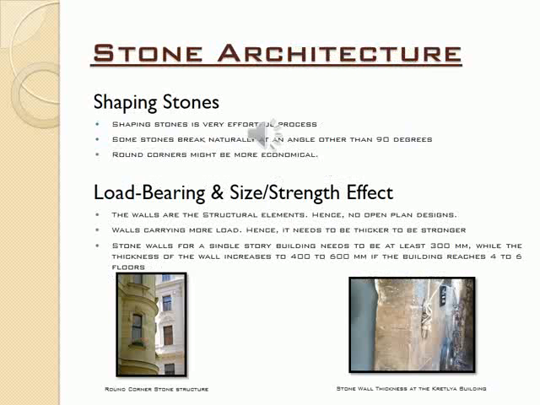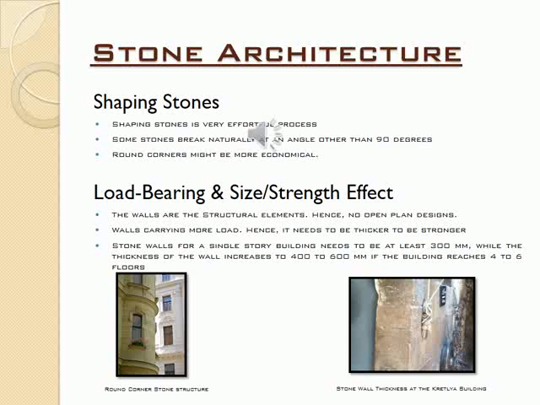Other factors that need to be considered while designing is the shaping of stones. Shaping of stones is a very effortful process, hence time consuming, hence costs a lot of money. Most stones don't actually break at a 90-degree angle, therefore designing those sharp angles is very hard to do and should be avoided if possible. Designing at angles that the stones actually break at is more favored and more respected in terms of design. Round corners might be the most economical solution, and quite frankly it looks quite pleasant.